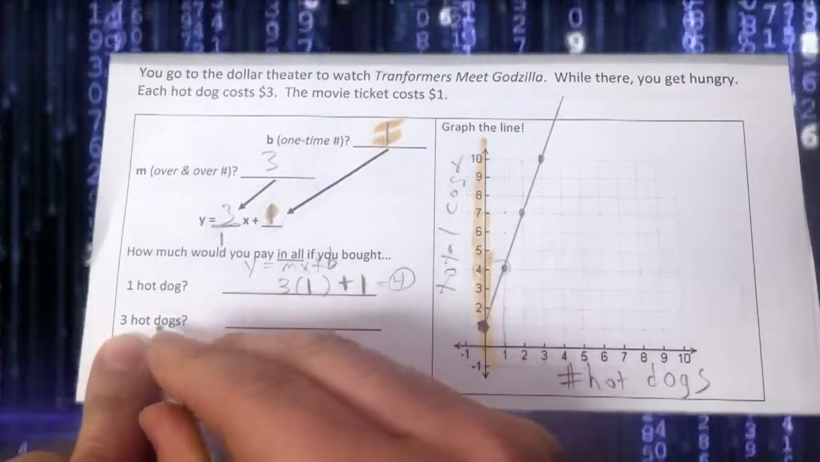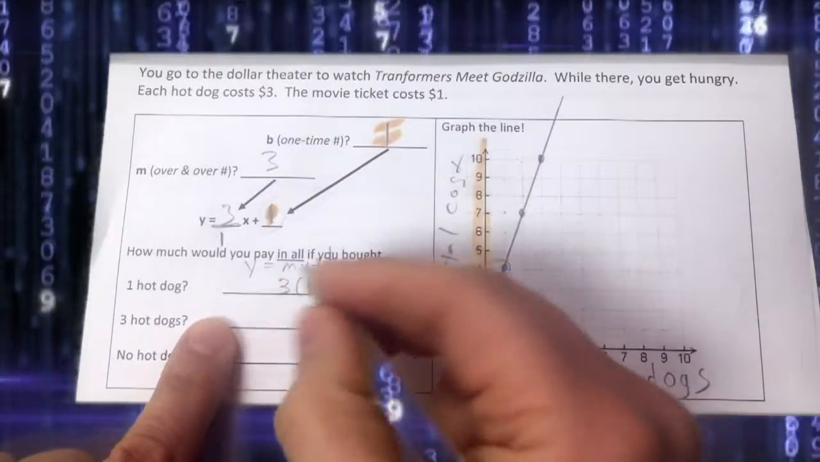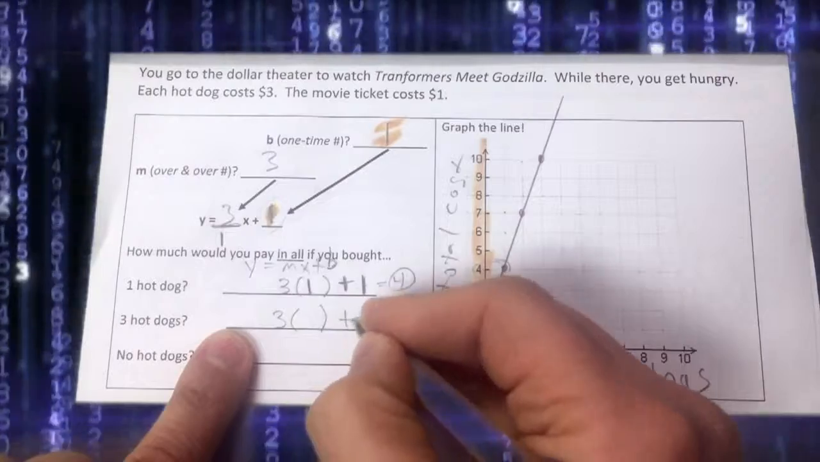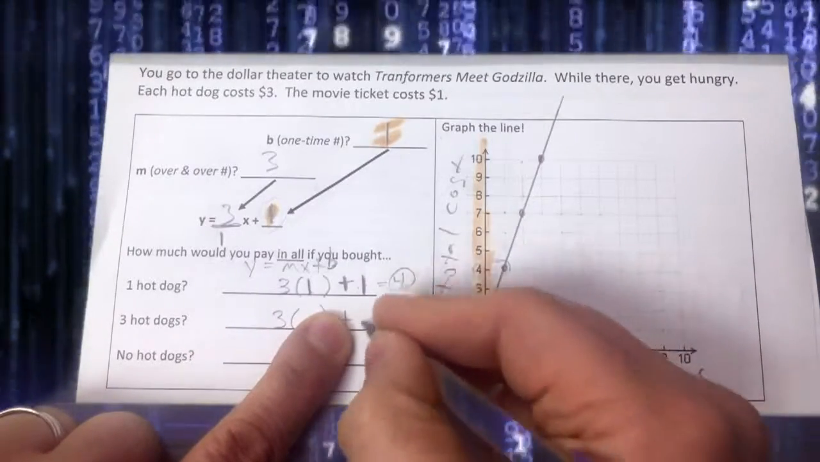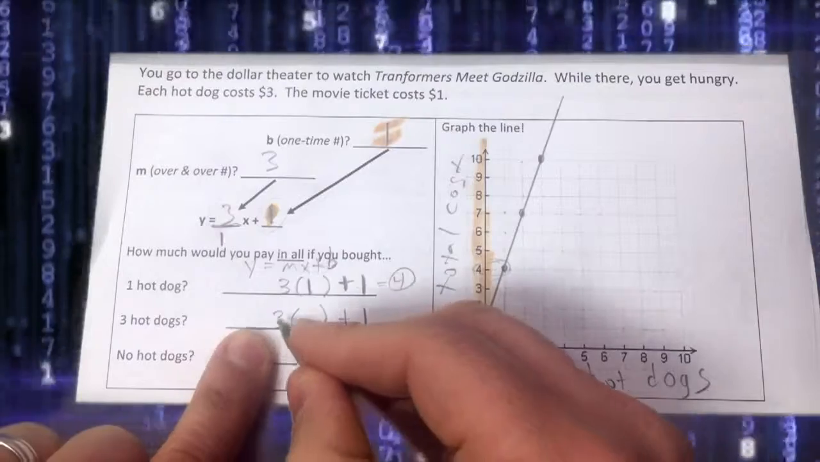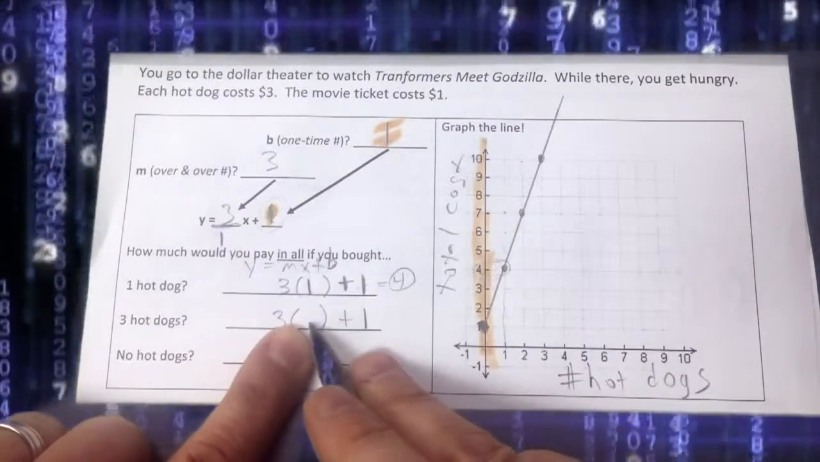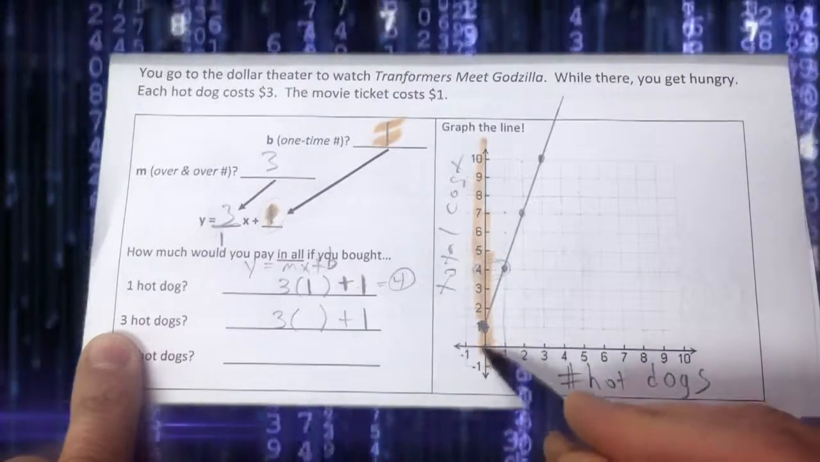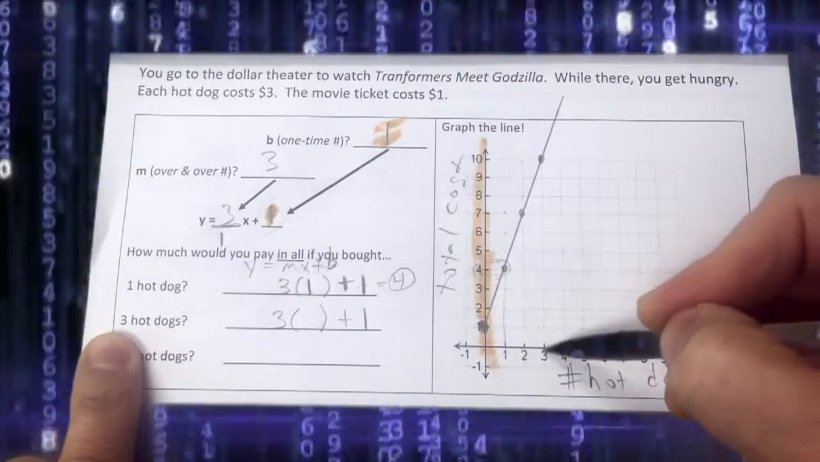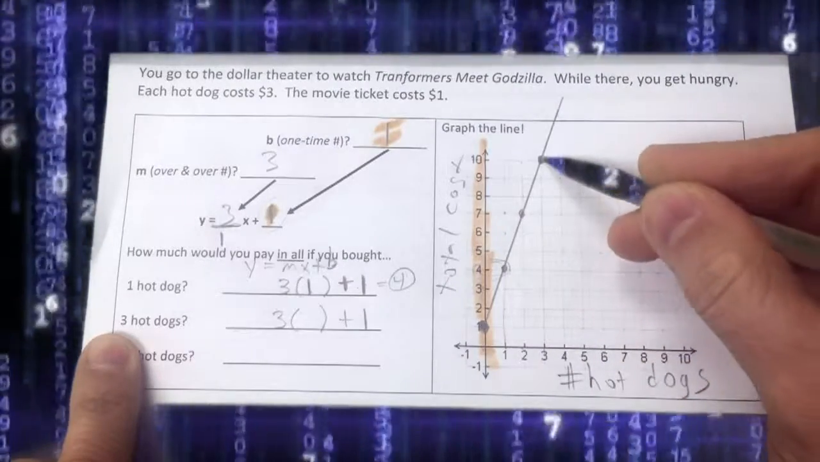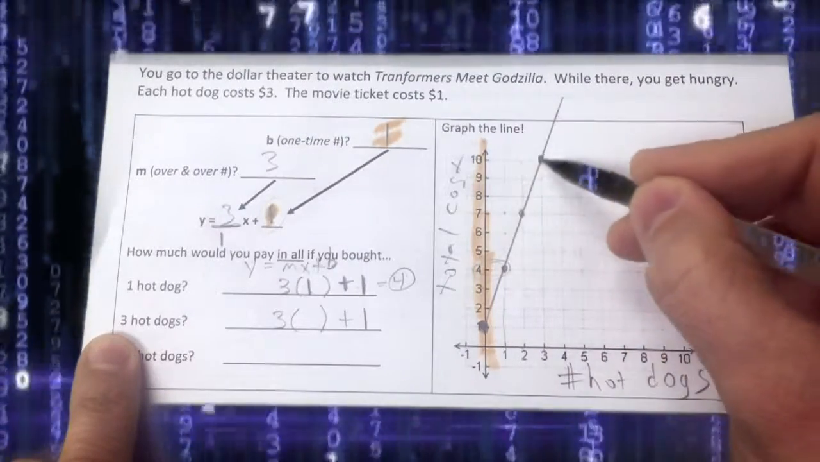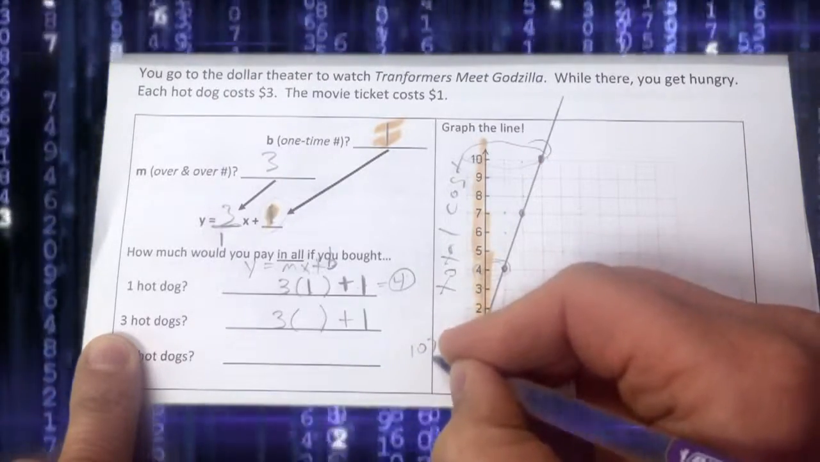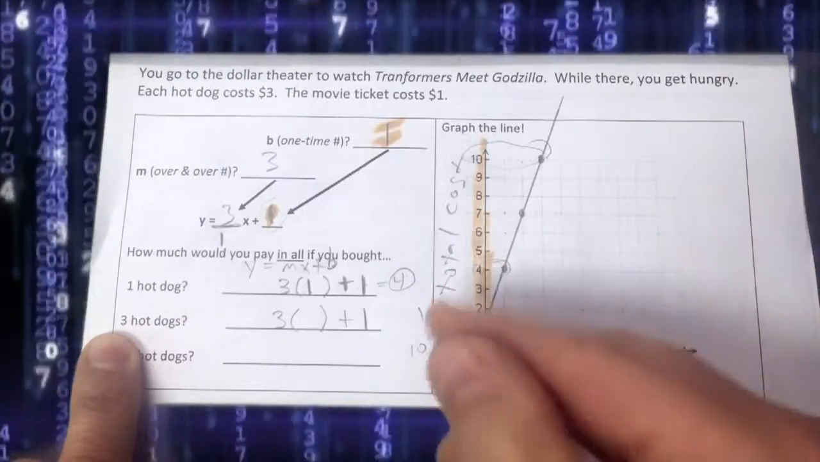Let's take a look at what if I bought 3 hot dogs. Y equals mx plus b. My m is 3. My theater ticket price is still $1. Okay, this is the price for hot dogs, 3. Before I plug this in, I'm going to take a look at the graph first. 3 hot dogs. 1, 2, 3 hot dogs. Where is my line? It's way up there at 10. So the line graph is saying I would be paying $10. Let's see if that's true. Sorry, I wrote it in the wrong spot. Let's see if that's true.